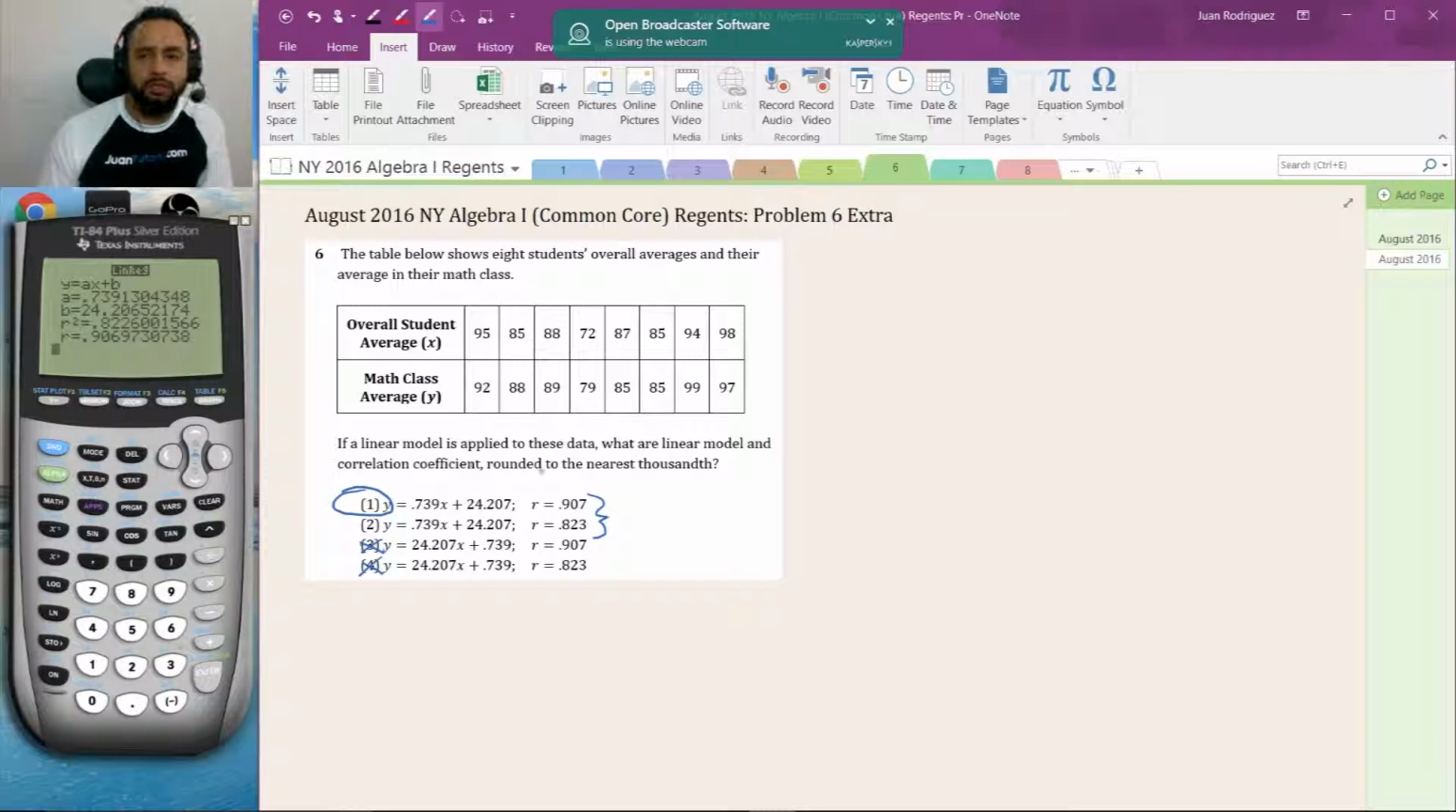And now where does this come from? 0.823. Well, that's the value of R squared. That's something unrelated to any discussions that you normally do in Algebra 1. What we care about is the correlation coefficient is R, which is 0.907.